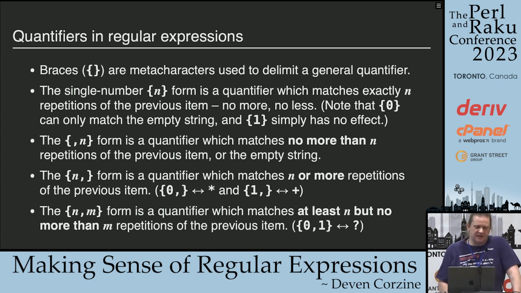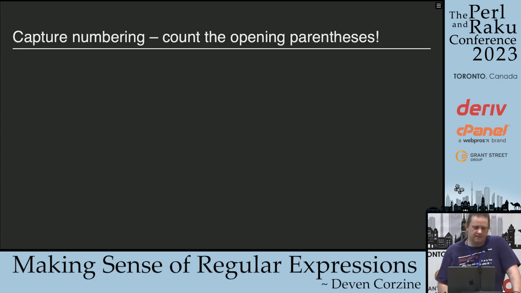And then there's the n comma m form, where it gives 2 numbers, which is a quantifier which matches at least n, but no more than m repetitions of the previous item. And the question mark operator is an example of that case where it goes 0 to 1 count.